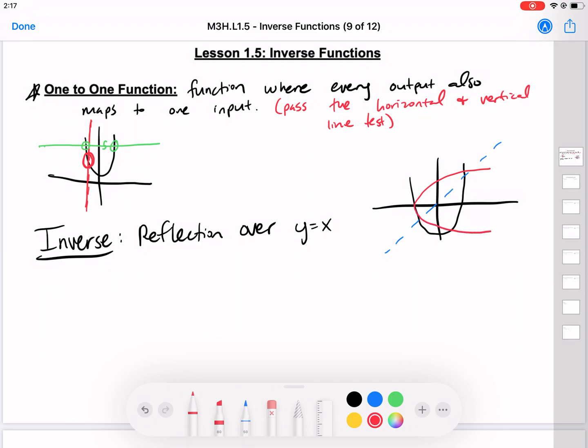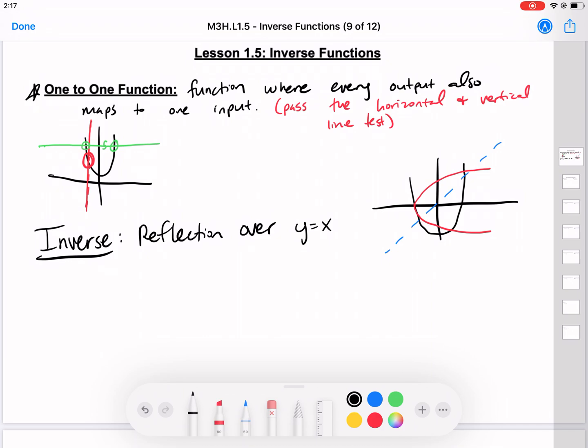Okay, now when it comes to inverses, in order to get inverse functions, we have to have one-to-one functions. And here's a prime example why. If it's not one-to-one, then when you reflect it over the line y equals x, you end up with an equation that's not a function because it does not pass the vertical line test. Okay, but that's what the inverse is. So that's the geometric definition.